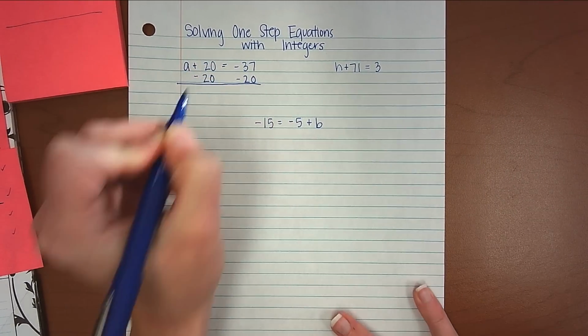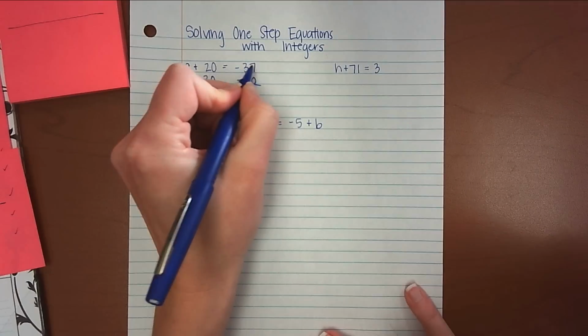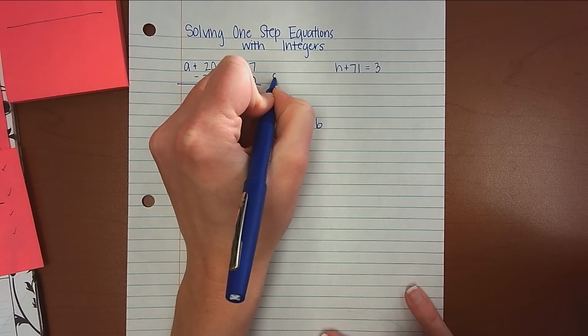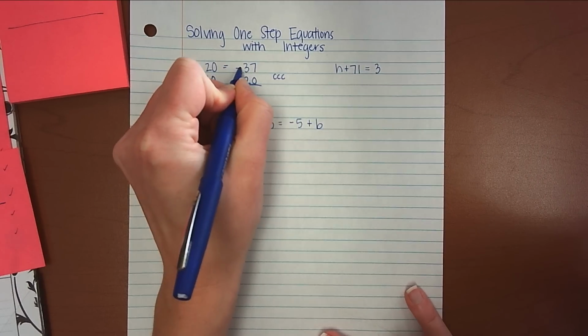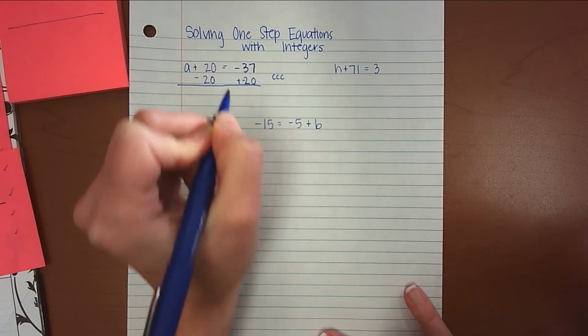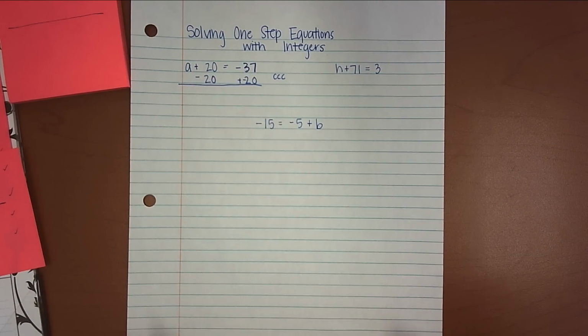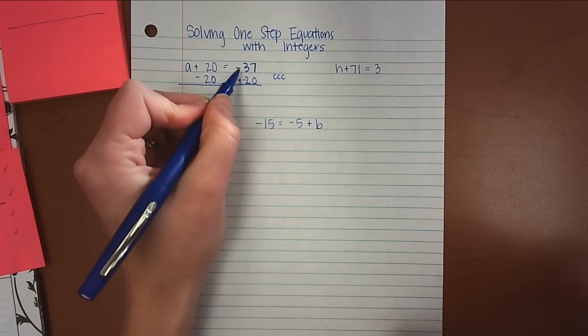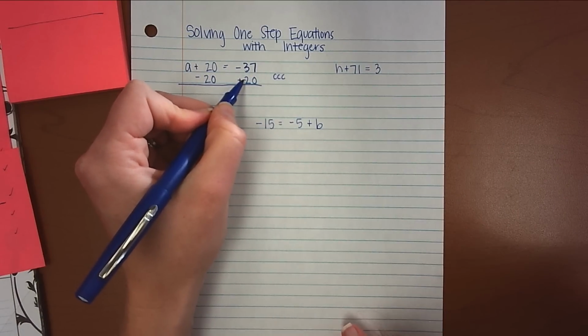And when I'm subtracting integers, negative 37 minus 20, I'm going to use my 3 C's, which is copy negative 37, change subtraction to addition, and change positive 20 to negative 20. And so now I have same signs, add and keep.